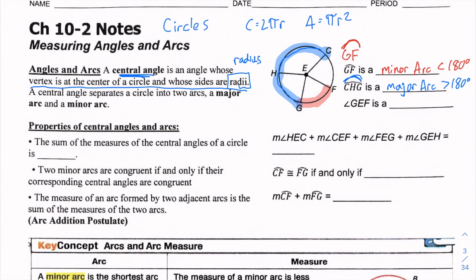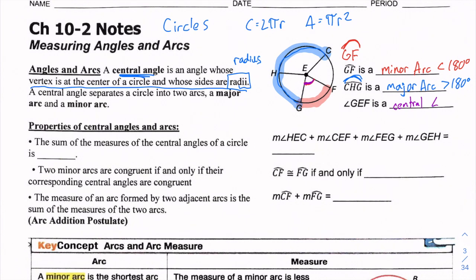So angle GEF. Boom, right here. GEF. This angle is what we call a central angle. Make it purple. Central angle. Right? Okay, just some definitions. Okay, we're going to talk about it more.